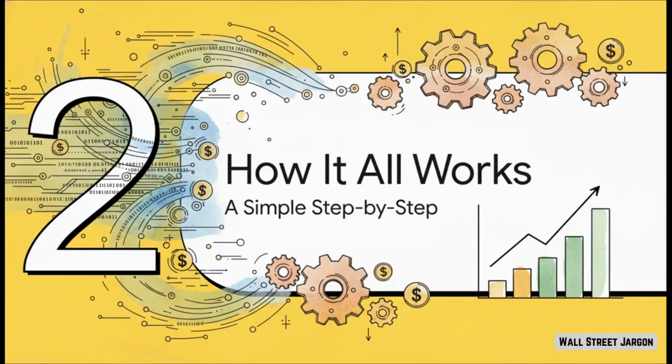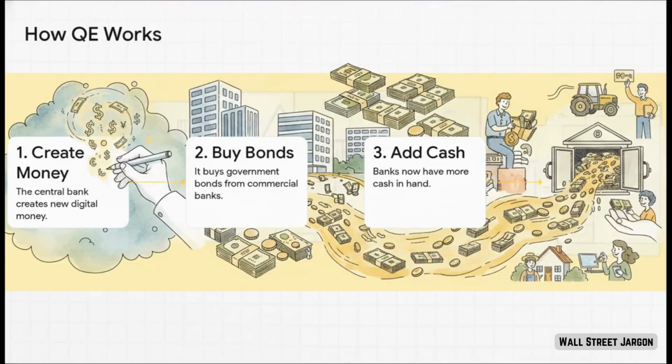Okay, so we've got the what and the why, but how does just creating digital money and buying bonds actually help the real economy? Let's walk through exactly how it works, step by step. It's really like a chain reaction. First, boom, the central bank creates new money. Second, it uses that money to buy bonds from commercial banks. Now, all of a sudden, those banks are sitting on huge piles of cash. And the theory is, with all that extra money on hand, they'll be way more encouraged to lend it out to people and businesses, which, you guessed it, boosts spending and investment across the entire economy.